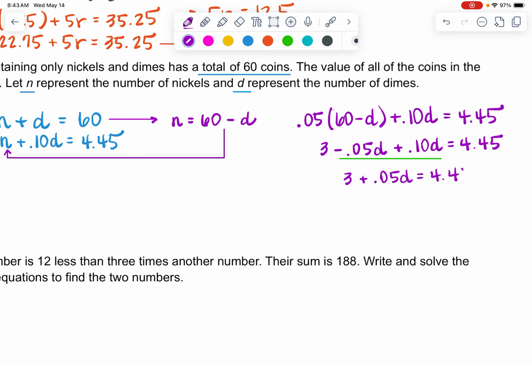And now we're down to just a basic two-step equation. So we're going to subtract the 3 to the other side, which is going to give us 0.05d equals $1.45, because we're subtracting the 3 from the 4.45. And now we're going to take the $1.45 and figure out how many nickels go into that.